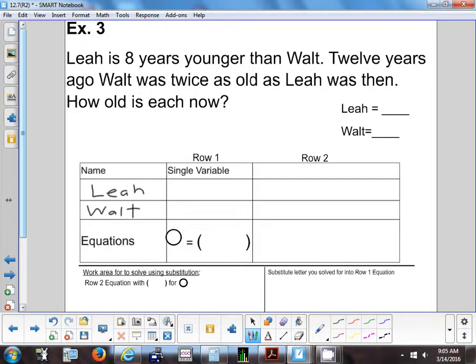All right, single variable for Leah. L. Just to avoid it looking like a 1, I'm going to use a capital L.